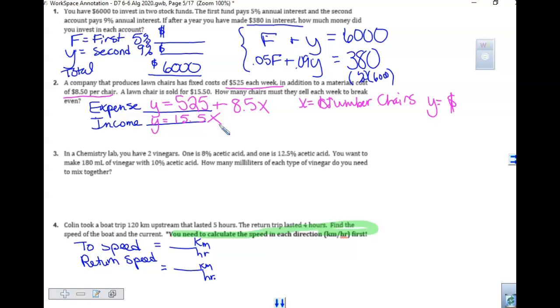Anyone ready for number 3 yet, before we do number 4? Anyone have number 3? One equation for number 3. What do I know? The total amount of milliliters that the two have to add together. So X, Y, I'm going to use my vinegars. X for me is going to be 8%. Y is going to be 12.5%. My answer is going to be 10%. And I know it is 180 milliliters.